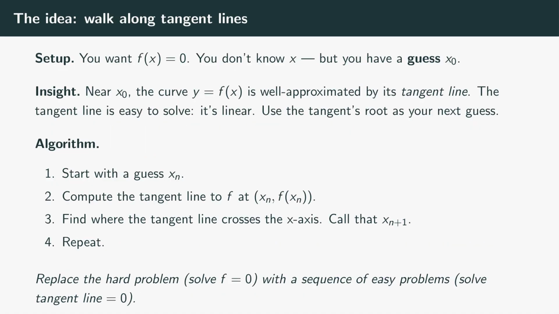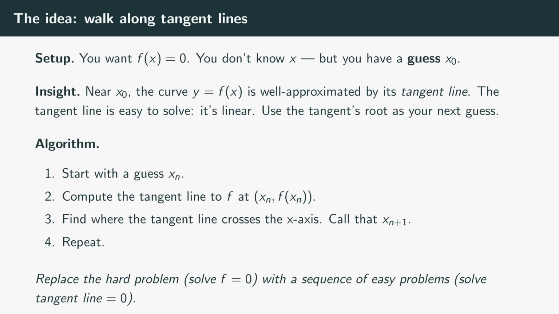The idea. You want to solve f of x equals 0. You don't know the answer, but you have a guess. Call it x naught. Here's the insight. Near that guess, the curve y equals f of x is very well approximated by its tangent line. The tangent line is just a line. Solving a linear equation is trivial. Find where the tangent line crosses the x-axis.